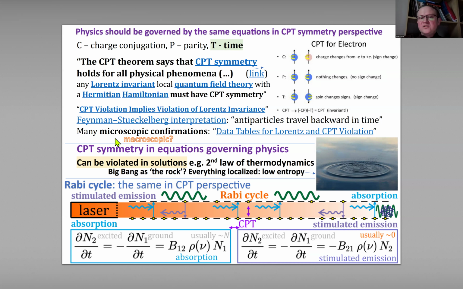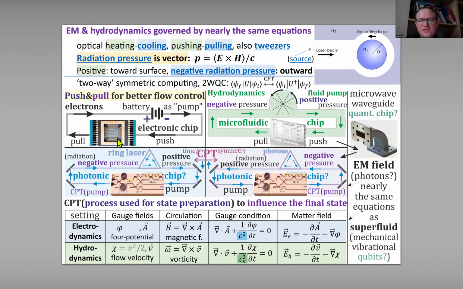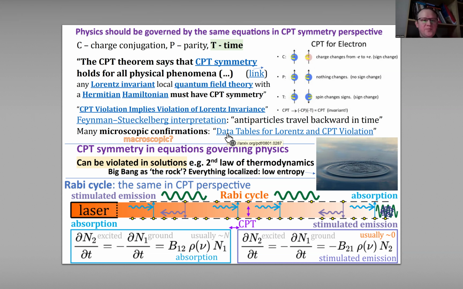So the big question is: is CPT symmetry still valid in macroscopic settings? The applications can also, I would propose, be thought about as tests of this macroscopic CPT validation. And the symmetry that it should work is also here. Yeah, so the equations are very similar for electromagnetism and for hydrodynamics, so the time symmetry should be maintained.